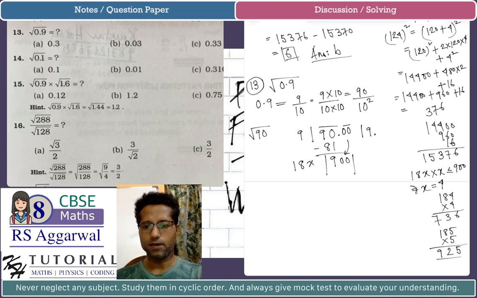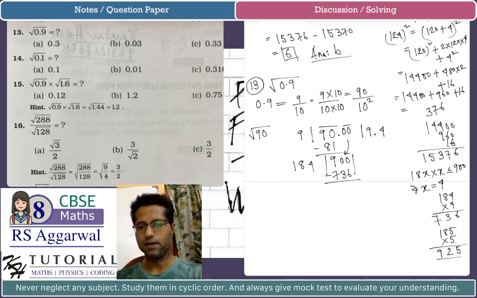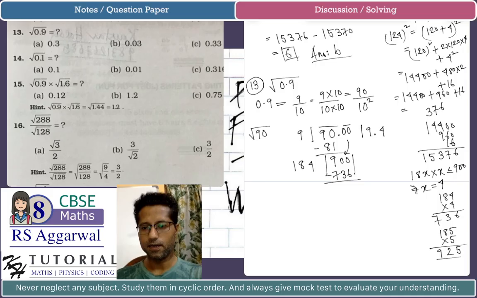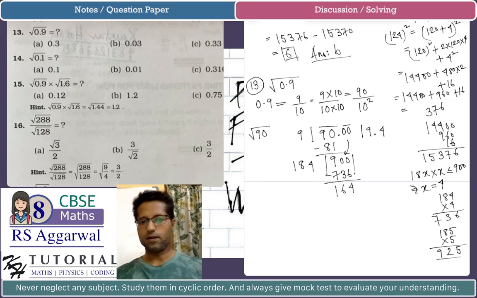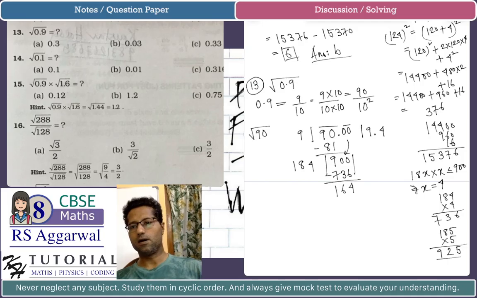So x is 4, and 4 will also get appended to the current quotient. So 184 multiplied by 4 is 736. We subtract 736 from the dividend 900 and we get the remainder as 164. Now so far in the square root we have 1 place of decimal, that is 9.4.